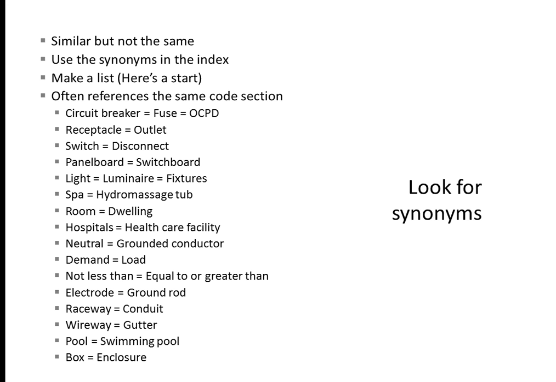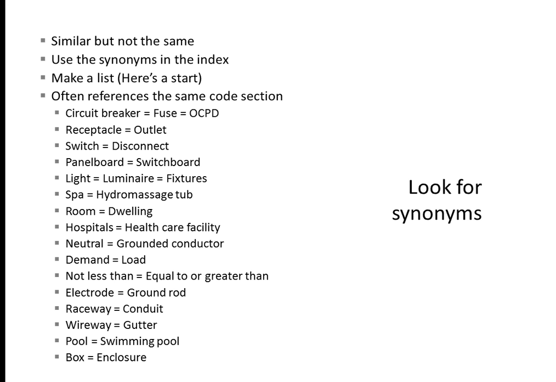Another method that you could employ is to look for synonyms in the question. Synonyms are words that are similar but not the same. And use these synonyms when you look for them in the index. Here's a short list of synonyms that I've discovered along the way. Some examples are: a circuit breaker is similar to a fuse. So if you have a question that has circuit breaker as the keyword, and you can't find the answer using circuit breaker, you might want to look up fuse, or OCPD, overcurrent protection device.